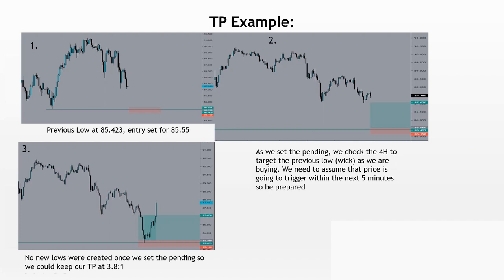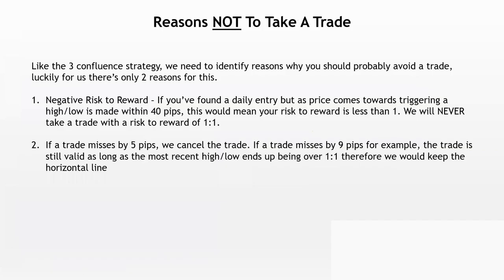Now, because the strategy is rule-based, what are some reasons, guys, that we may not take a trade? So, reasons not to take a trade. Like the free confluence strategy, guys, we need to identify reasons why you should avoid a trade. And lucky for us, there's only actually 2 reasons for this. The first reason is negative risk to reward. So if you found a daily entry, but as price starts coming towards your daily level, a 4-hour low is made within 1-to-1, so you have a negative risk to reward, you will not be taking that trade.